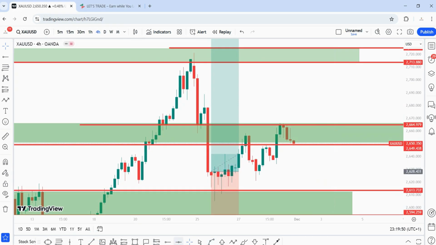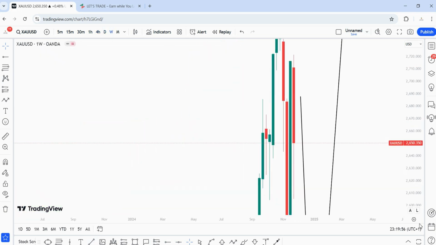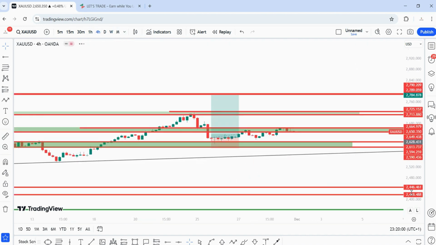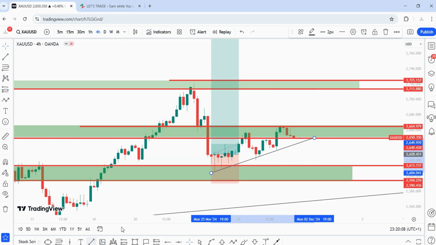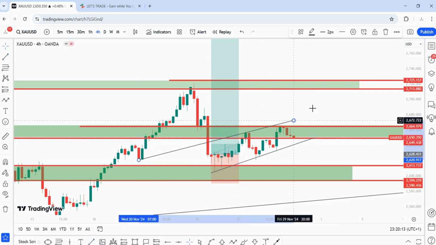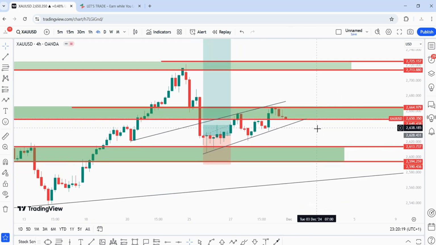So going into next week, I think price is creating a bearish flag, because if you look at the weekly time frame, you can tell that obviously we closed with a bearish candle. So I'll go back to the 4-hour time frame. I think price is creating something like a bearish flag pattern for now, something like this and something like this. So you can see the flagpole and then the flag pattern here.